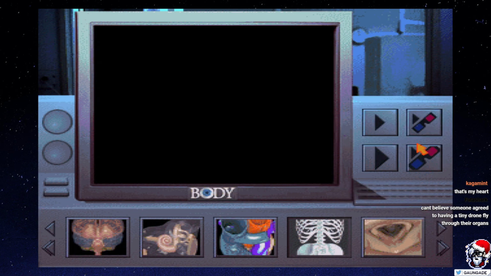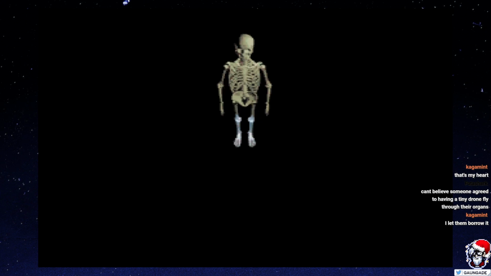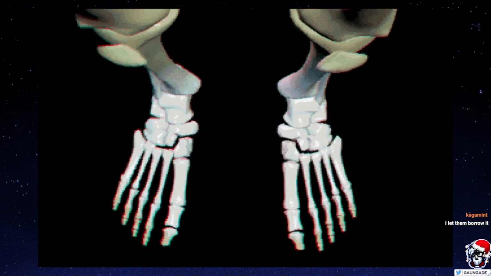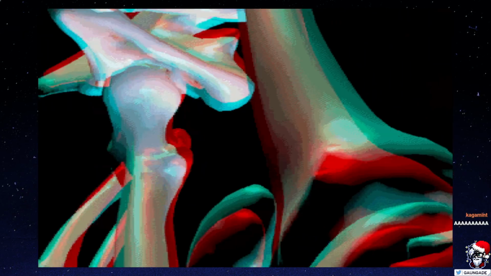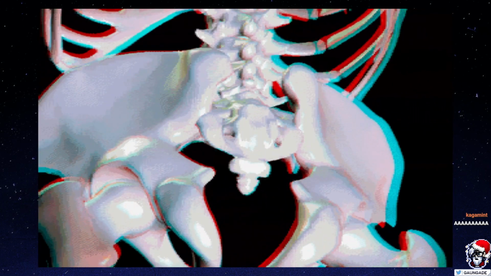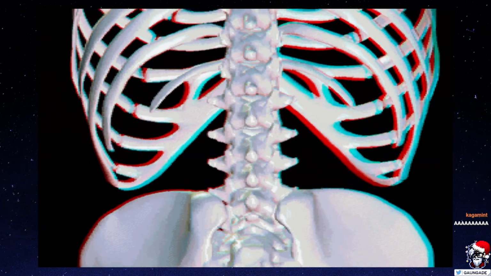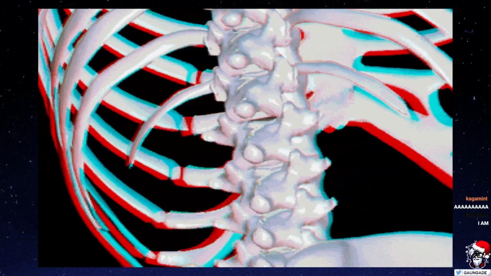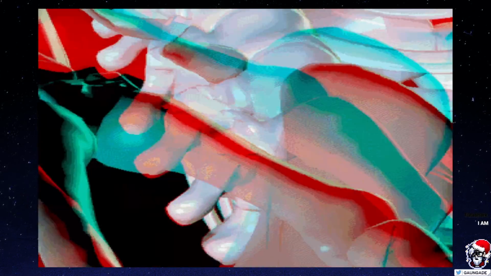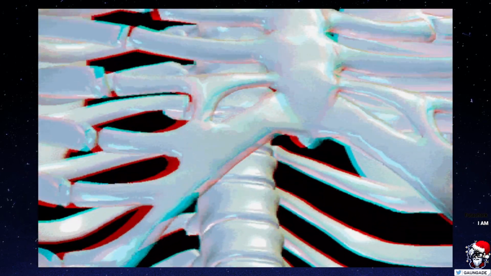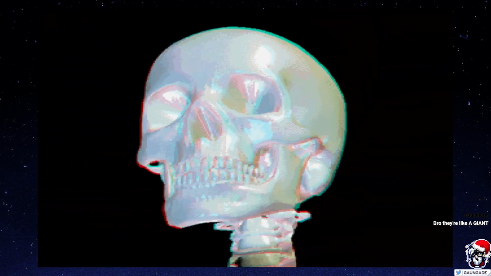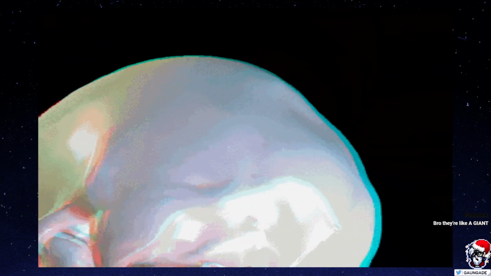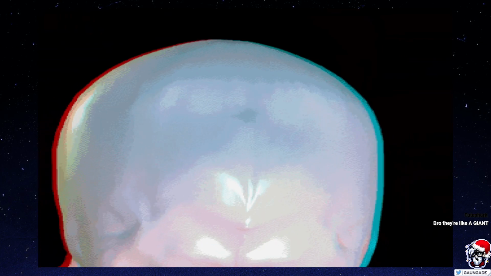Flyby of the skeleton. 3D skeleton. You ready for this? Tibia. Femur. Dude, he must be freaking out right now. Sternum. Cervical spine. Having those red and blue glasses is always something I tell myself I'm gonna get at some point. I never do. And now I'm missing out for it.